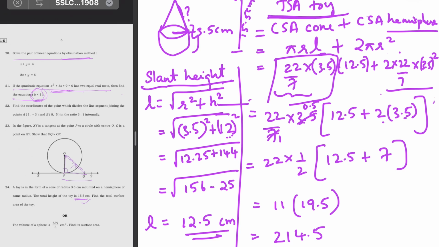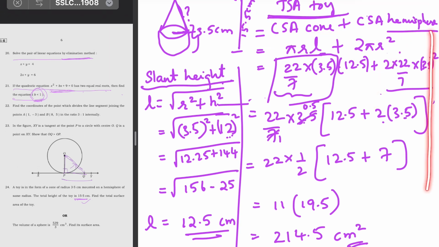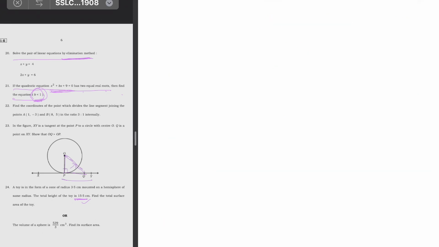Since it is total surface area, the unit is centimeter square. This is the total surface area of the cone. If we know the formula clearly, it is very easy to solve for the answer stepwise. Coming to the next question.